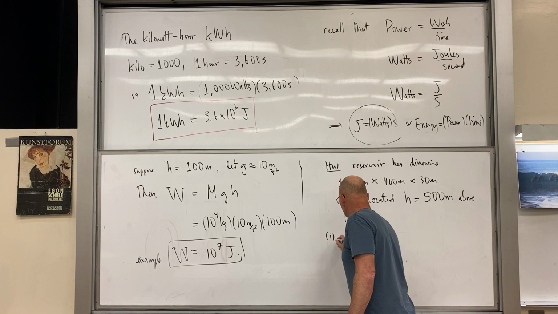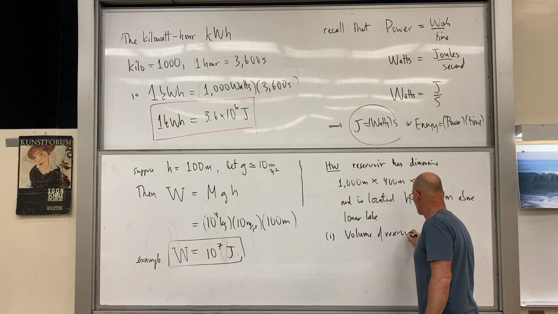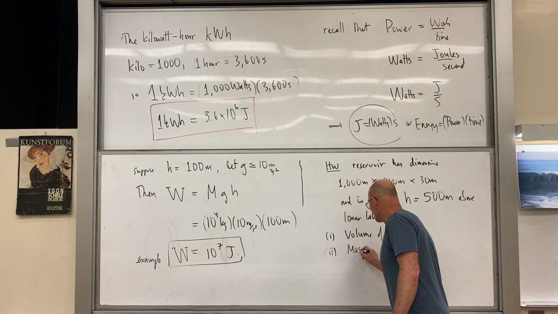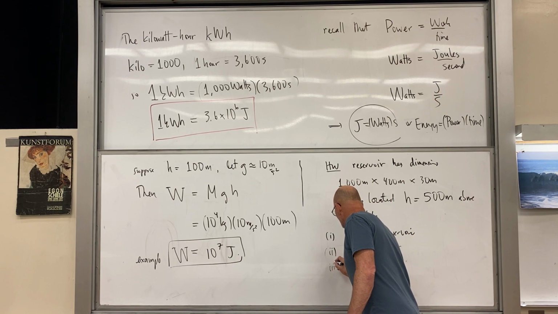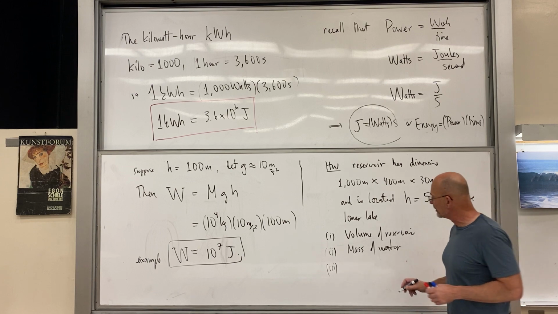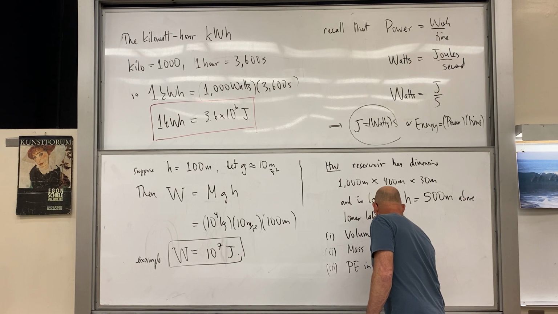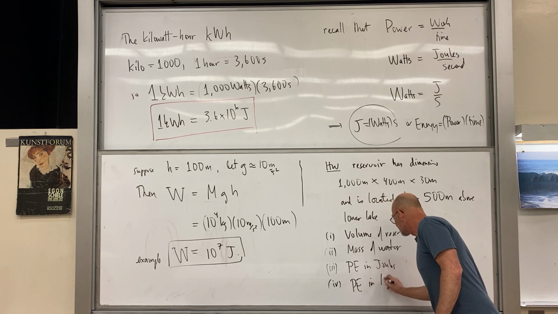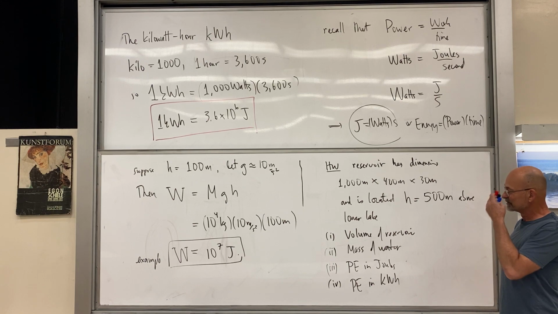So here's what we want to know. We want to find the volume of the reservoir. We want to find the mass of the water in it, just the way I did my example for you. We want to find the potential energy in joules. And 4, the potential energy in kilowatt hours. So if we can do that, we can do anything. Okay, that's all we have to be able to do, well, for starters at any rate.